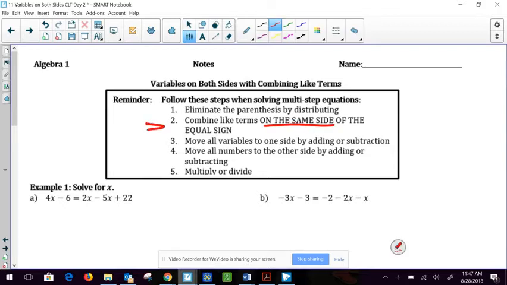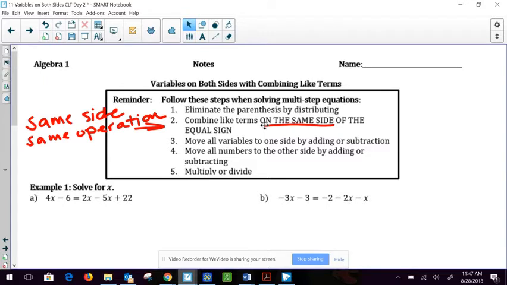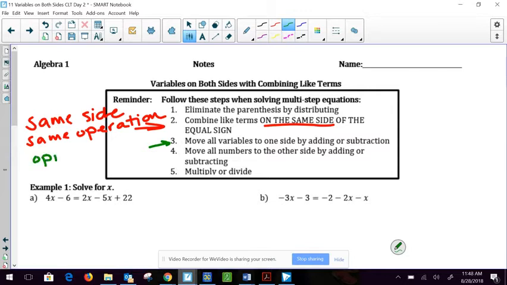So remember, same side means the same operation. If it tells you to add, you're adding. If it tells you to subtract, you are going to subtract. Step 3 tells us that we need to move all variables to one side by adding or subtracting. This is where opposite side, you do the opposite operation.